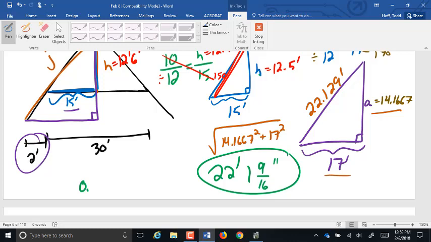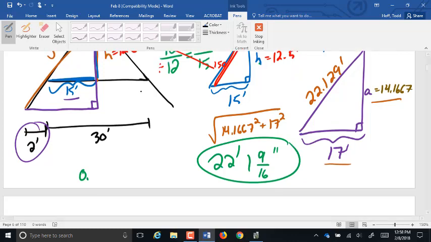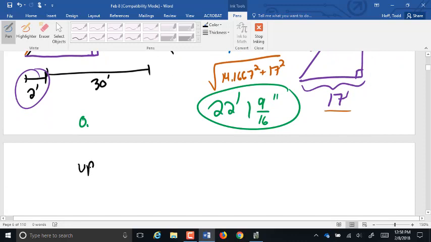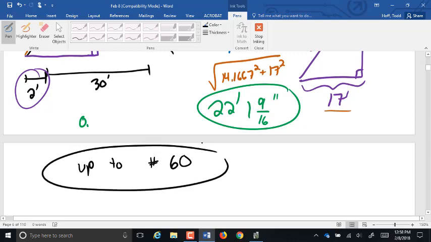What that's basically going to do for us here is bring you up to number 60 in the packet. So you'll be able to calculate those. You're going to get some work time later. But anybody have any questions on how we found those measurements? It's just pretty much similar triangles and a squared plus b squared equals c squared so far.